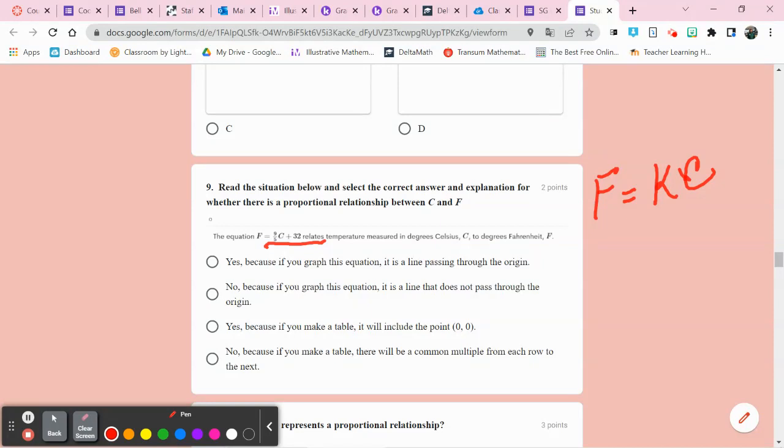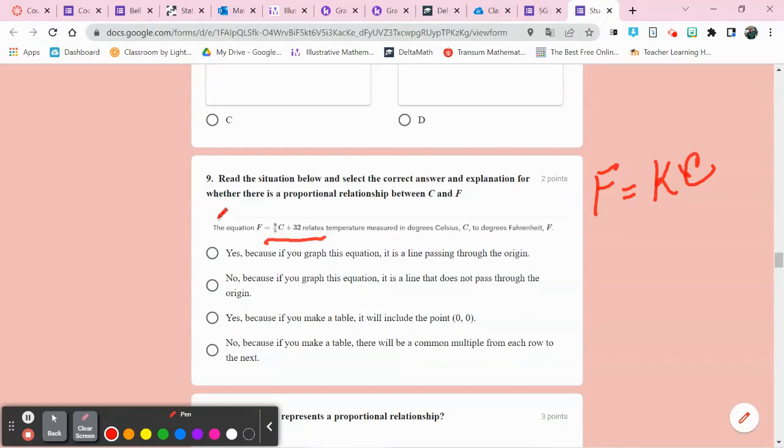I mean, it would give us a straight line, I'm sorry, but it would not go through the origin. And how do I know it would not go through the origin? Because you have plus 32, okay? So that means you'd have a point at 0 and 32. All right, so anytime you have addition, it is not going to be a proportional relationship. It is not going to go through the origin. If you have addition or subtraction, it will not go through the origin. So we know it'll be a straight line, but it won't go through the origin.